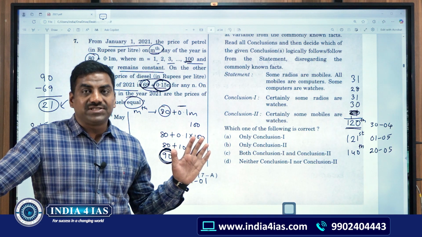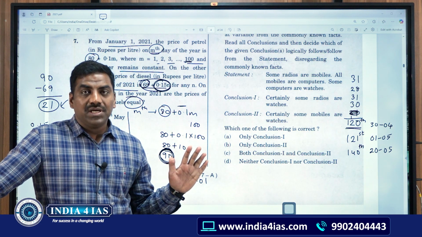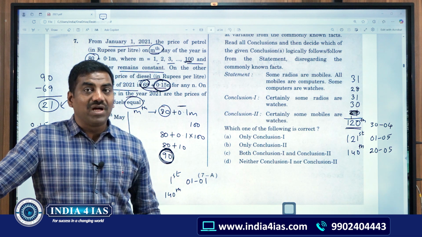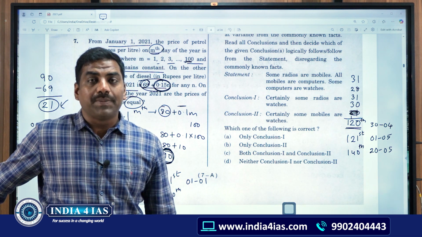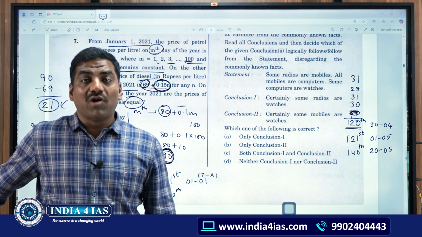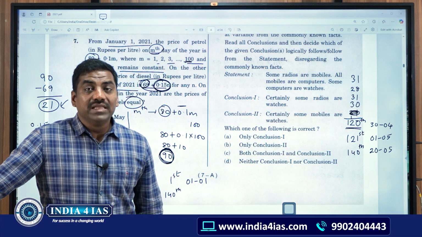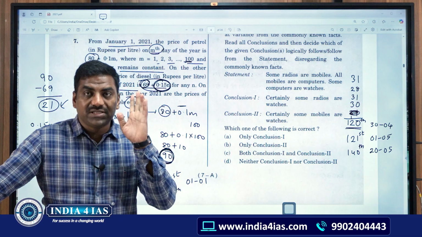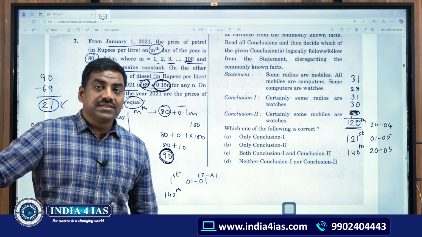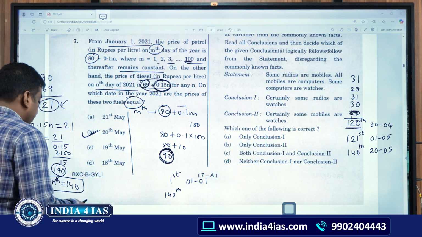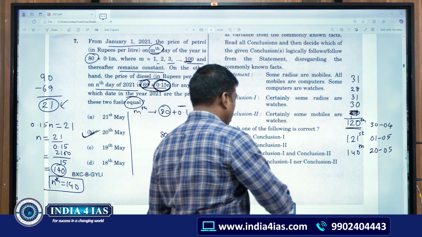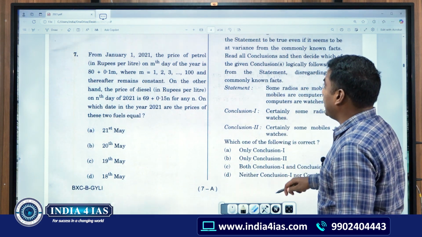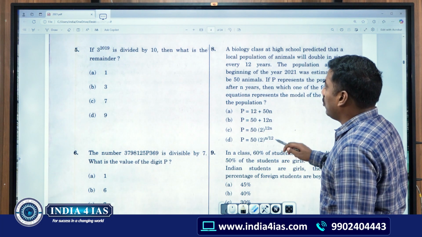So 69 is fixed. So the variable part is 21 rupees. For that 21 rupees, we will raise 0.15 rupees, that is 15 paisa per day. For that, we need to wait for 140 days for the diesel rate to match the petrol rate. So the 140th day from the first day of January is 20th May. This is complicated. Once you are very comfortable with these equations and the calendar, then only can you calculate.